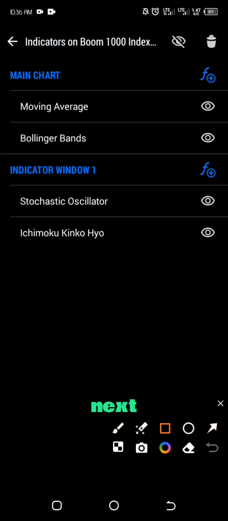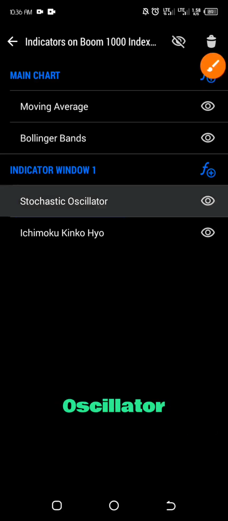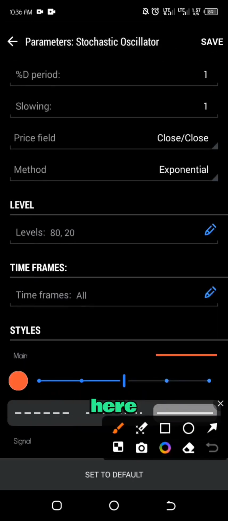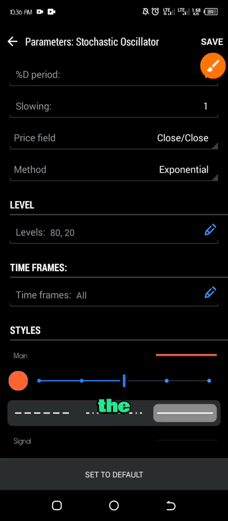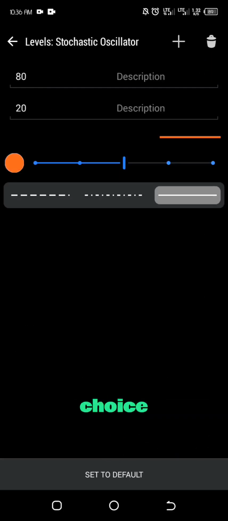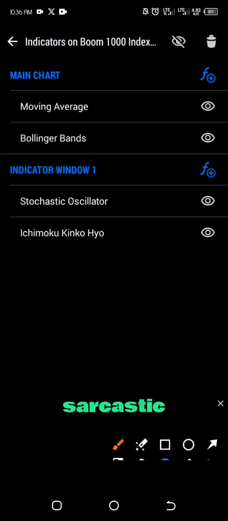Now moving on to the next indicator, which is going to be the stochastic oscillator. To add this, we click on this F icon again. We search for stochastic oscillator and these are the parameters. Now we don't need the parameters of the stochastic oscillator right here. What we need is the levels, which is very important. We need the levels to be 20 and 80, of course, use any color of your choice, and go back, then click on save. Okay, so that is the stochastic oscillator settings.